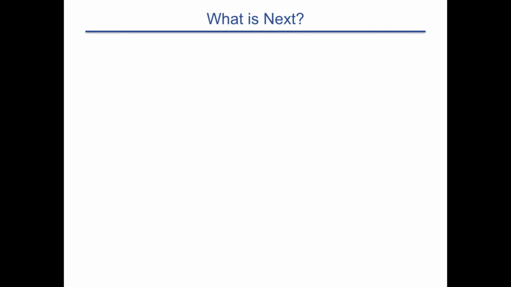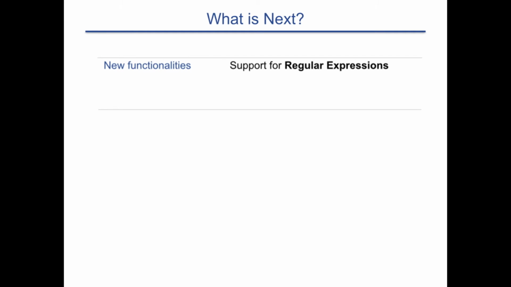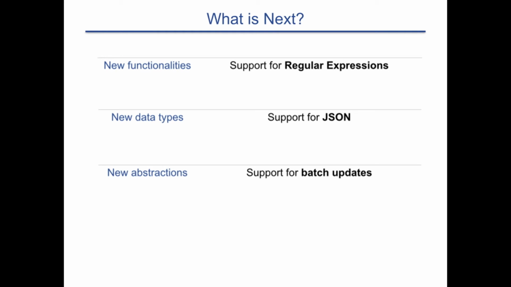Let me talk about what is next. We are doing a lot of interesting work. The first thing I want to announce today is that we have this very exciting project of supporting regular expressions on Spark, again using Succinct. So imagine doing regular expressions directly on compressed data. I think it would be very powerful functionality. The second thing is that we are working on new data types, for example supporting JSON documents. And we are looking at new abstractions like batch updates within Succinct. As I said, these were next steps for Succinct, but only until yesterday night. I'm very happy to announce that we actually support this already.